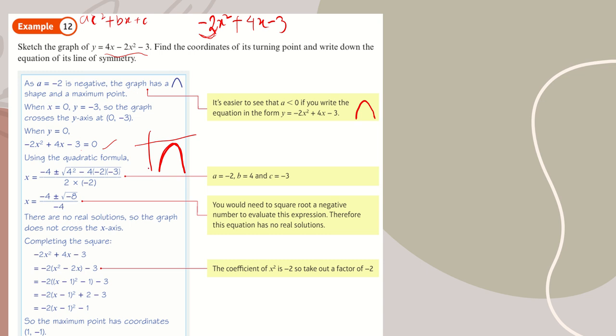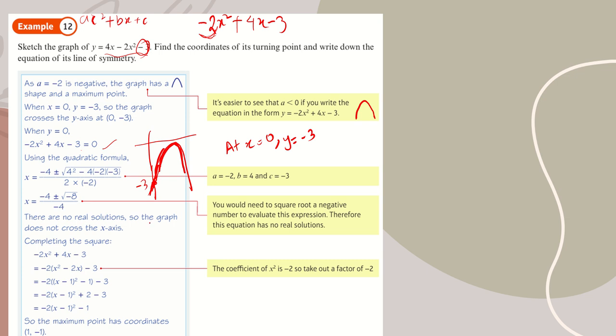In this case, we also have to check if this graph cuts the y-axis or not. We understood that it does not cut the x-axis, but now we need to find out whether it cuts the y-axis. For the y-axis, we know that we have to put x equal to 0, right? So if x equals 0, y will be equal to how much? Minus 3, because 4 into 0 is 0, minus 2 into 0 is 0, then you get minus 3. So at x equal to 0, y equals minus 3. That means it will cut over here at minus 3.